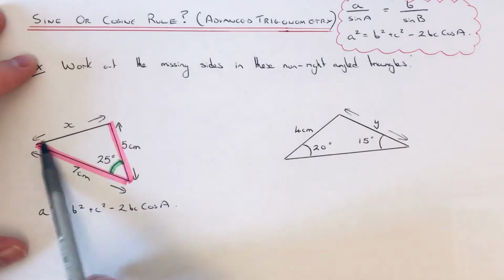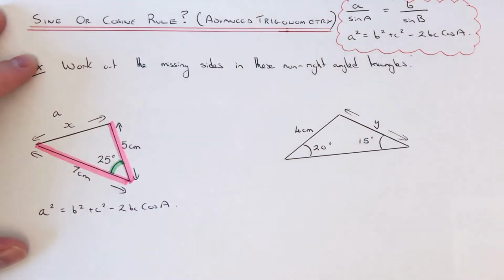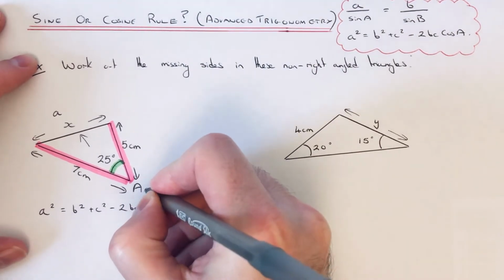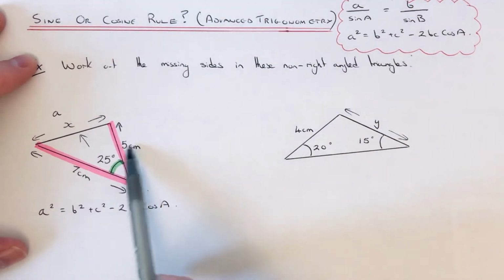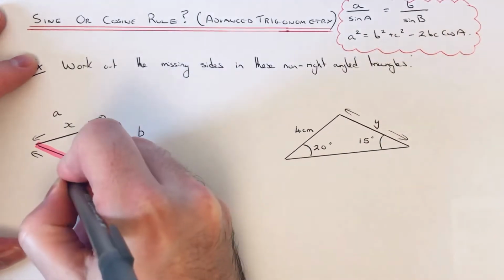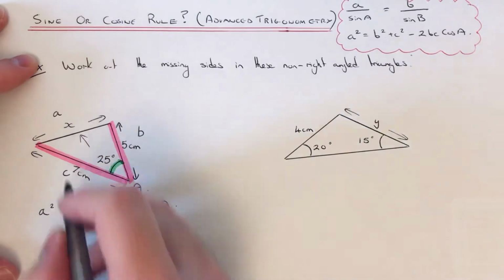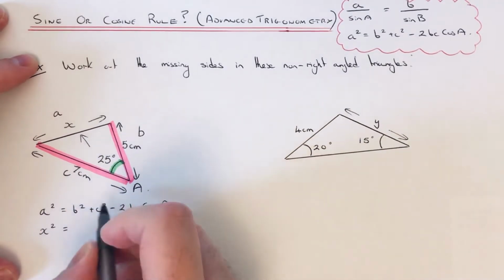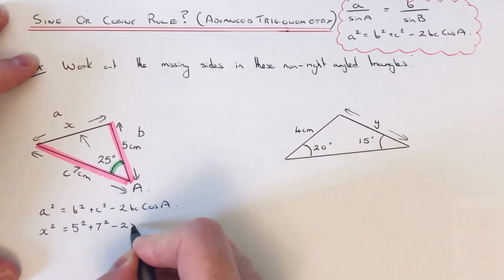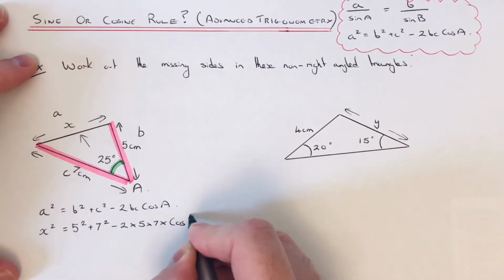Okay, so we have the side x here. If we call that side little a, always call the side you're finding little a. Since that side is opposite this angle, that would be capital A. And then this would mean this is B and this is C. It doesn't matter which way around you put B and C, it makes no difference to the final answer. So if we put these numbers into the formula, it would be x squared equals 5 squared plus 7 squared minus 2 times 5 times 7 times cos, and we've got the angle which is 25.